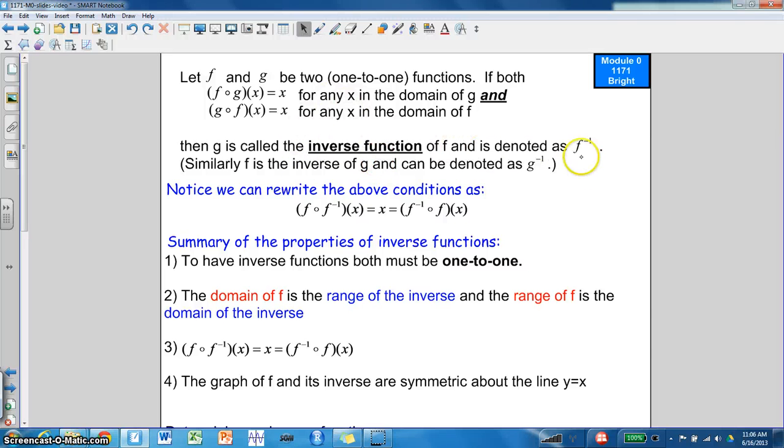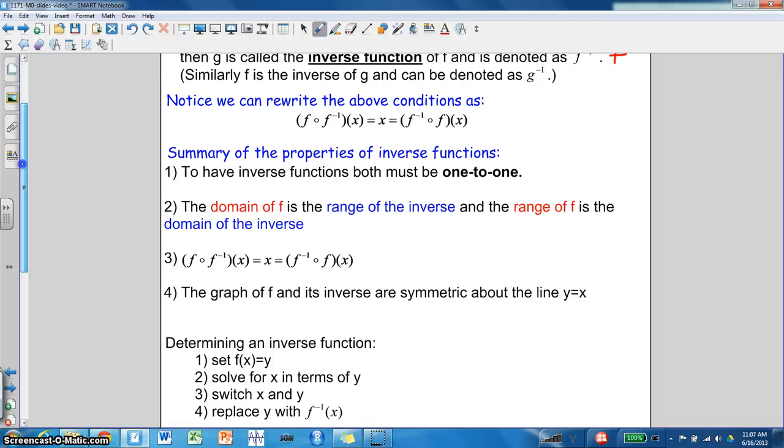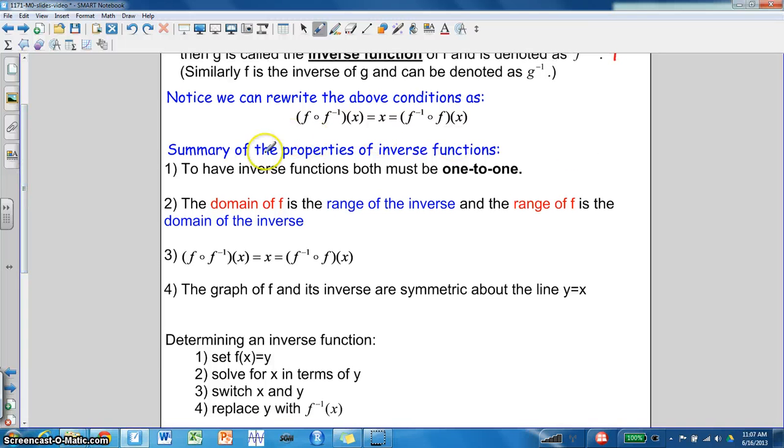An inverse we denote as f with a superscript of -1. Keep in mind this is not equal to 1 over f, which would be the reciprocal function. Inverse functions and reciprocal functions are very, very different. So do not think of the superscript as an exponent. We have some properties of inverse functions, and I'll talk about this in a minute. But inverse functions have to be one-to-one.